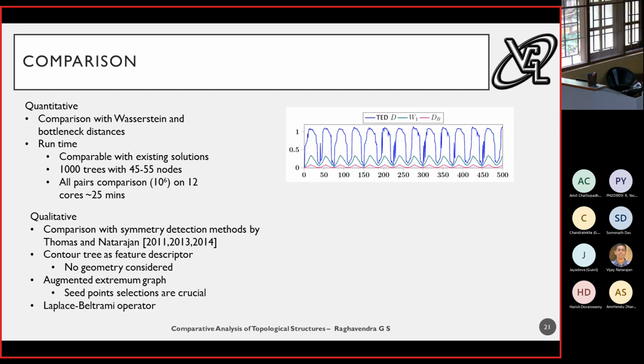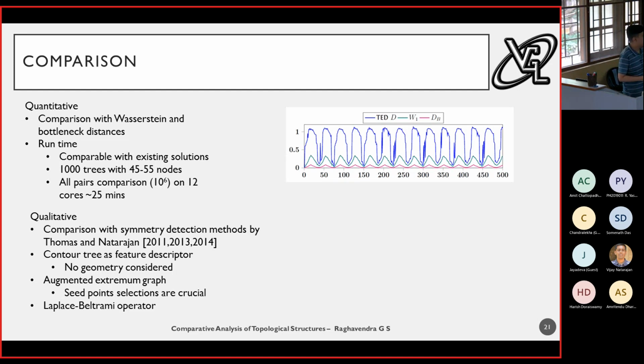In our case, we have a proxy for geometry by considering all the points in the domain which map to a particular subtree in the merge tree. And we also consider the merge tree, which is slightly simpler than the contour tree. Then in terms of the augmented extremum graphs, while the symmetry detection happens very well, there is this step where we need to choose some seed points where the symmetric regions are grown. So this choice is crucial there. And in our case, there is no user intervention in terms of choosing a seed point and so on.